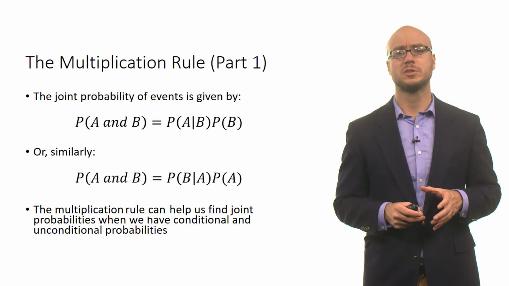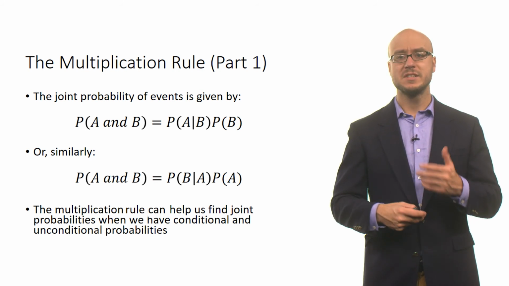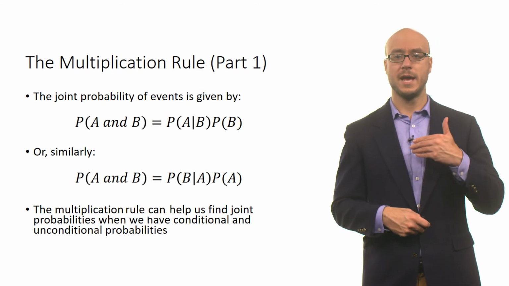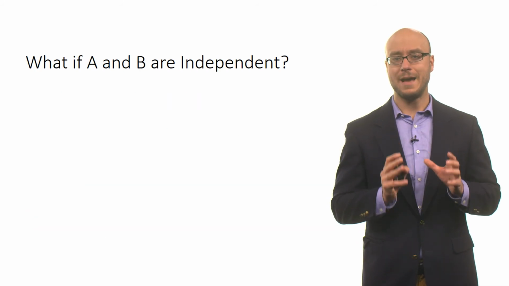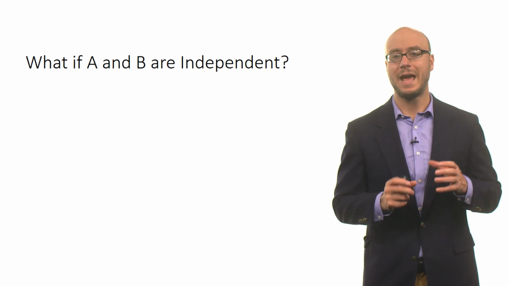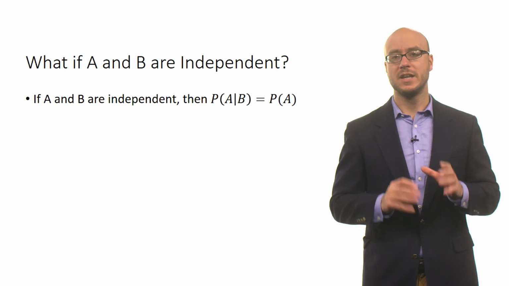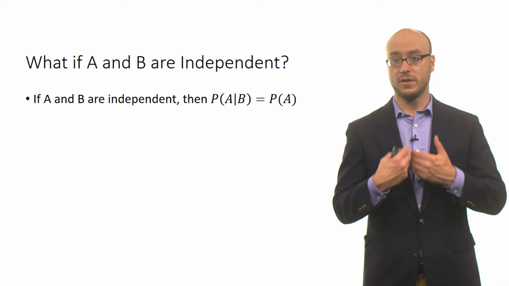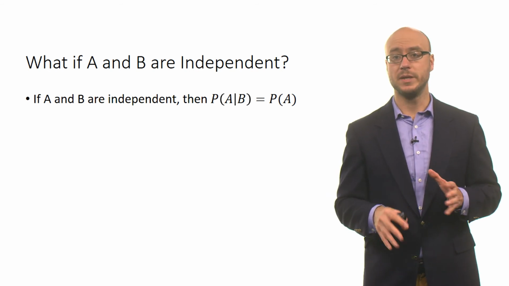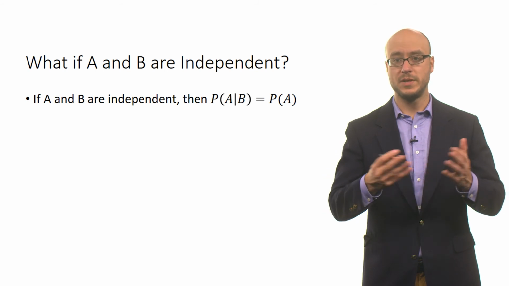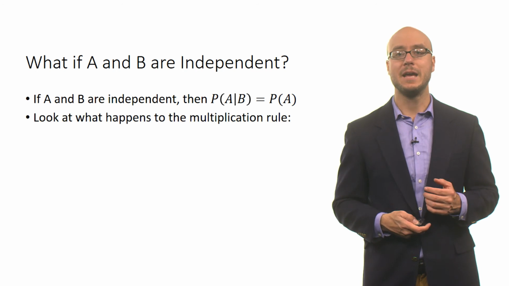We use this version of the multiplication rule to find a joint probability, the probability of A and B, given some unconditional probability and a conditional probability. So we might ask, what happens if A and B are independent? What happens when we use the multiplication rule? Recall that if A and B are independent, then conditioning on B doesn't matter if you're trying to find the probability of event A. So we can say the probability of A given B just equals the probability of A. Conditioning on event B doesn't tell you anything about whether or not A will occur.